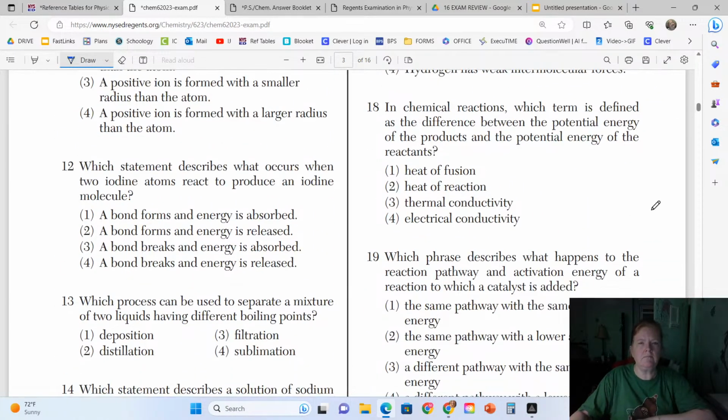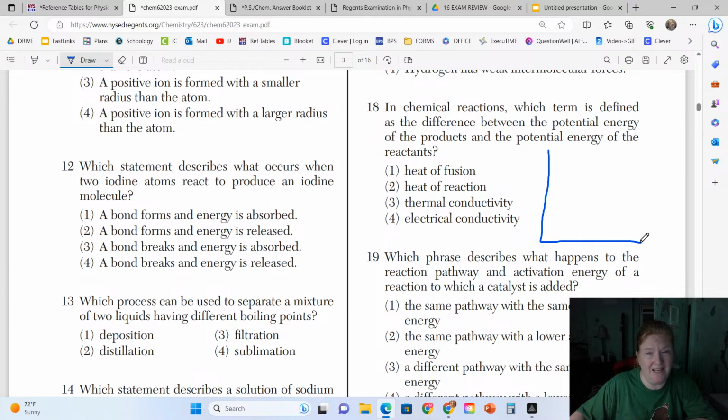In chemical reactions, which term is defined as the difference between the potential energy of the products and the potential energy of the reactants? So this is a very wordy way. Anytime it's potential energy, I am a diagram drawer. So I'm going to draw a diagram.